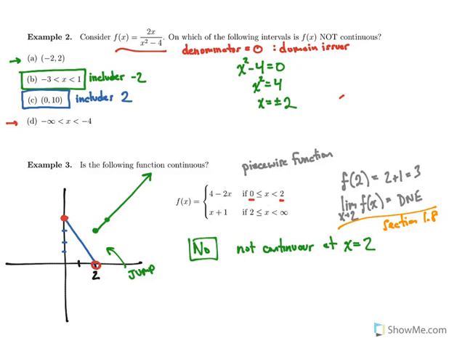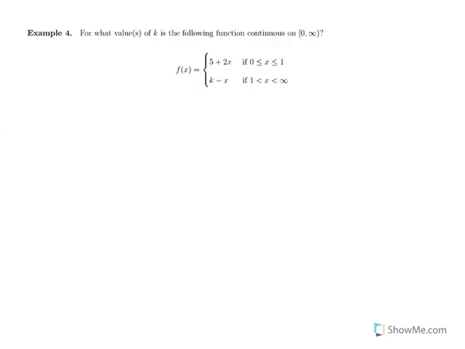All right, a similar kind of problem is another piecewise function. This time we're saying, for what value or values of k is the following function continuous on the interval 0 to infinity. So let's start by graphing this like we did before. We have 5 plus 2x on the interval 0 to 1, and let's do the plugging in idea.